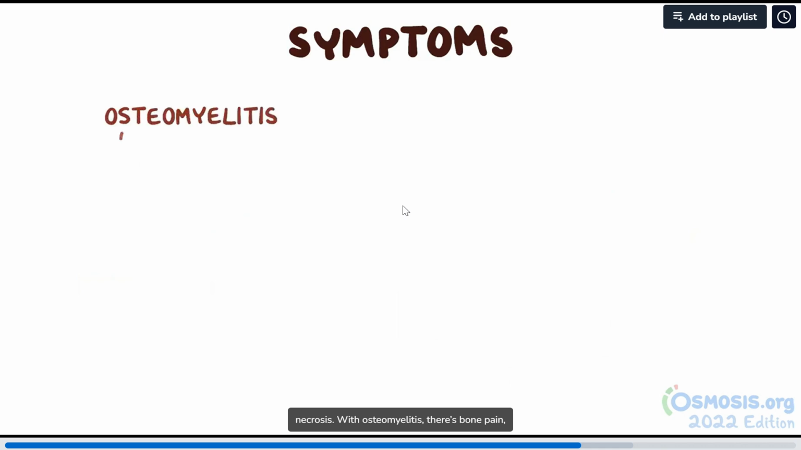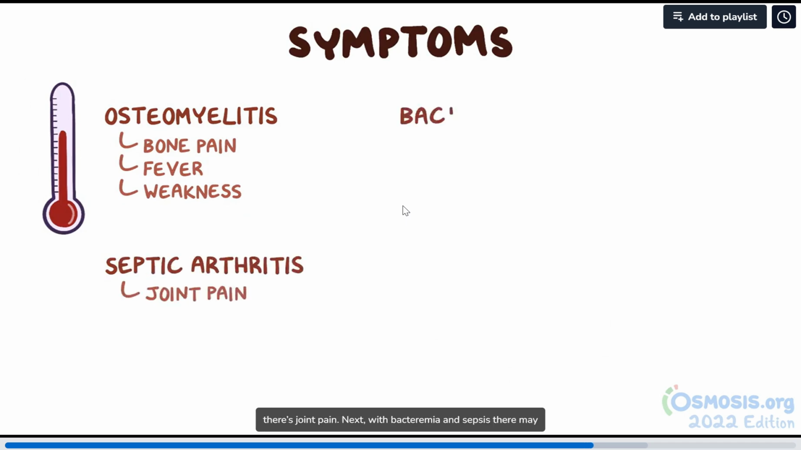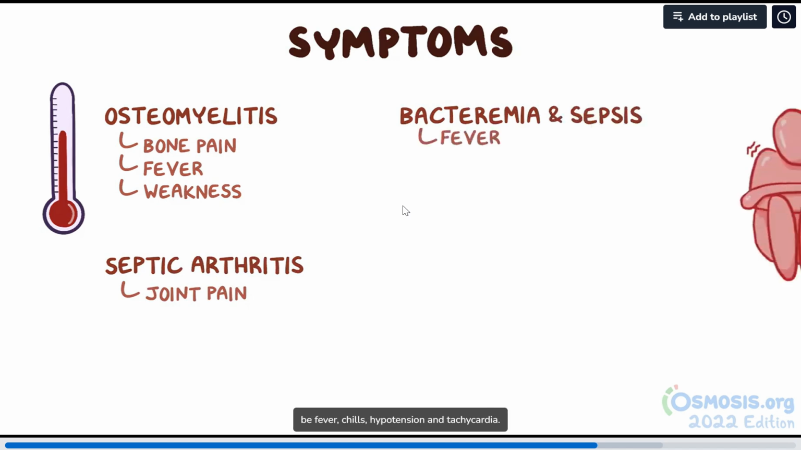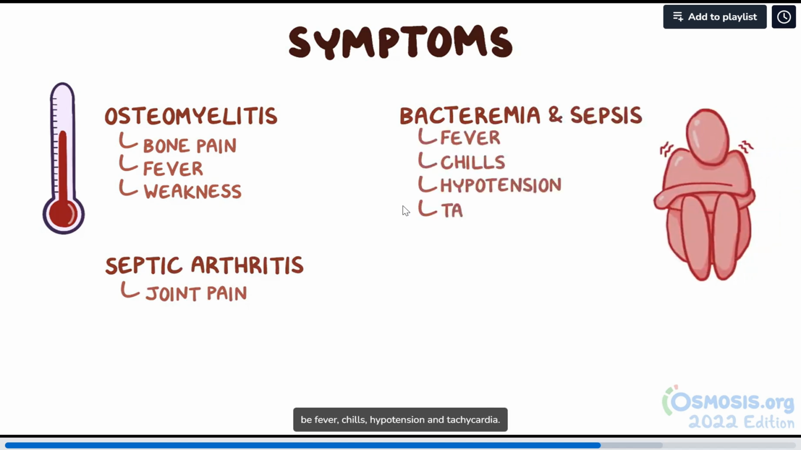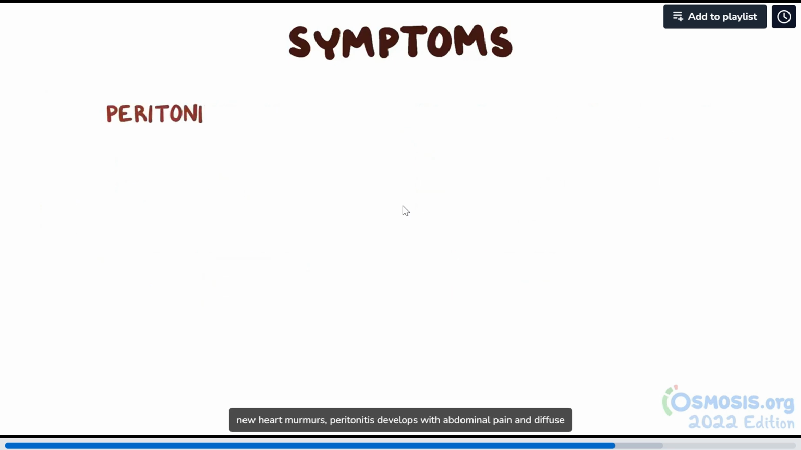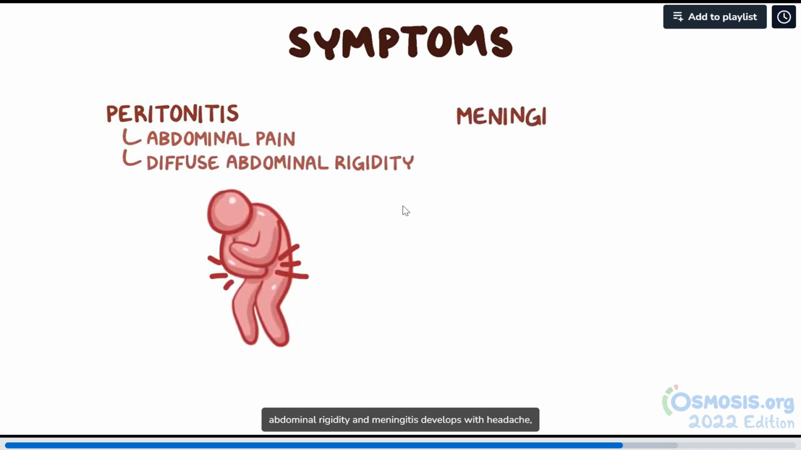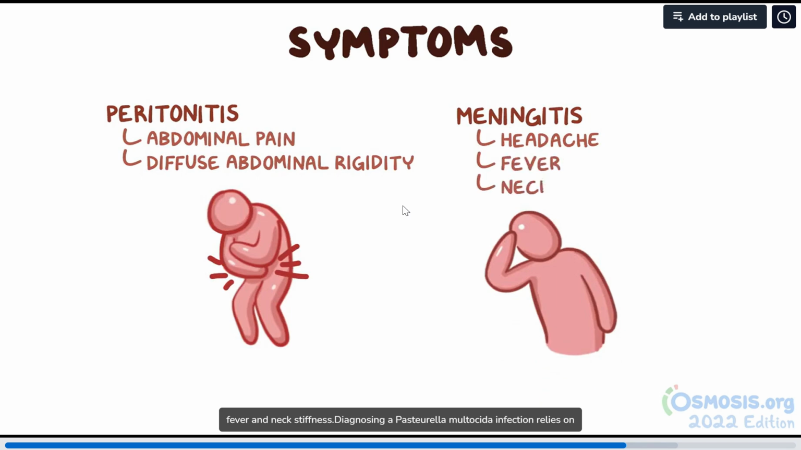With osteomyelitis, there's bone pain, fever, and weakness. And with septic arthritis, there's joint pain. Next, with bacteremia and sepsis, there might be fever, chills, hypotension, and tachycardia. As for the complications, endocarditis usually develops with fever and new heart murmurs. Peritonitis develops with abdominal pain and diffuse abdominal rigidity, and meningitis develops with headache, fever, and neck stiffness.